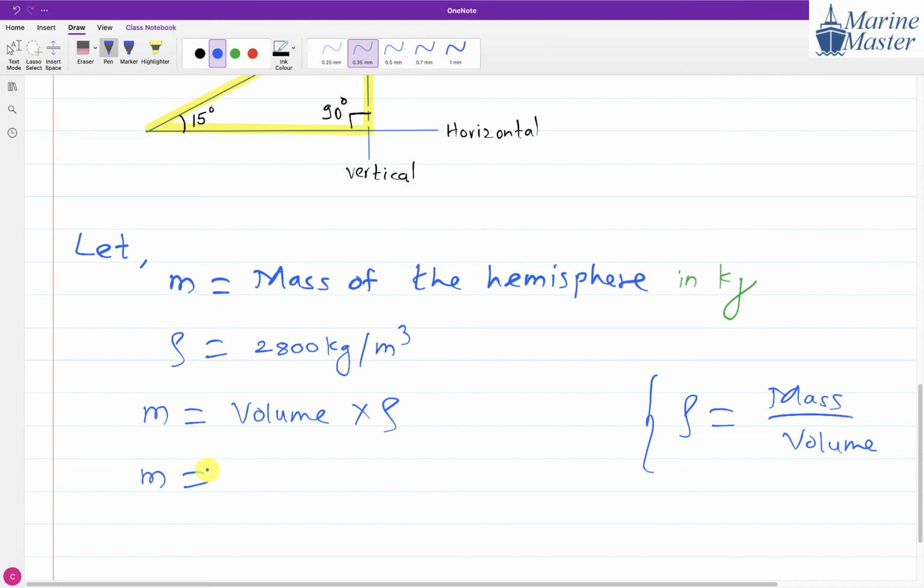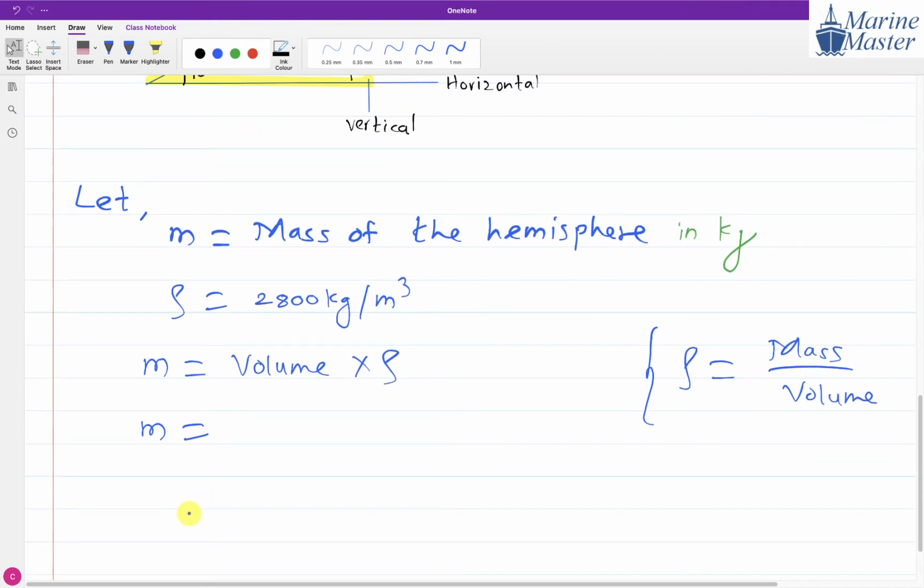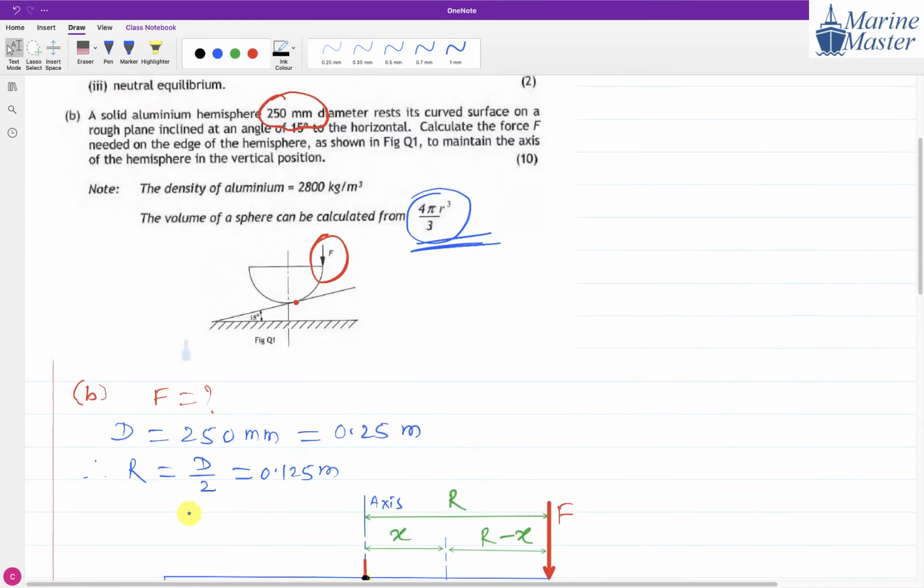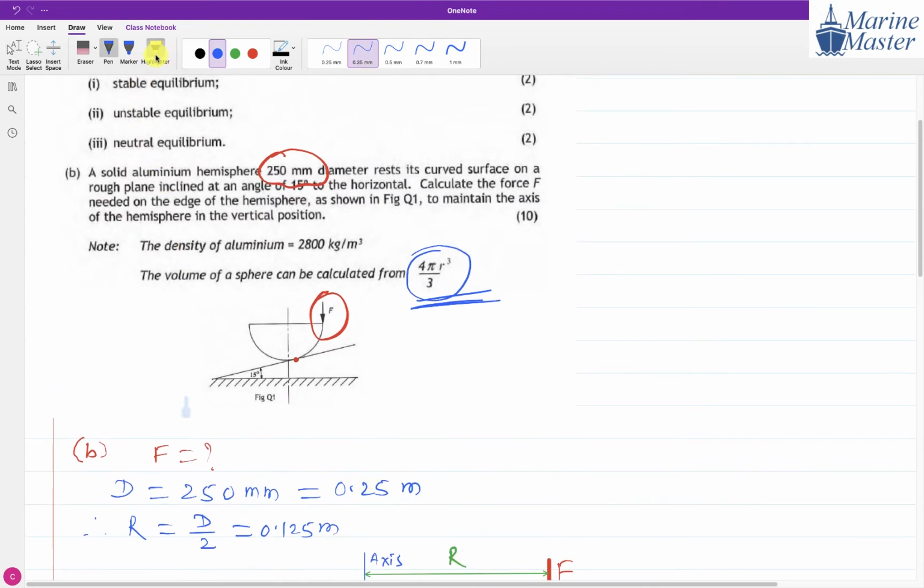Now what will be the volume of the hemisphere? What will be the relation? 4 by 3 pi r cube. But in the question, never write down the relation blindly. Here in the numerical they have given us the relation of a sphere, but in the question they have given us a hemisphere.